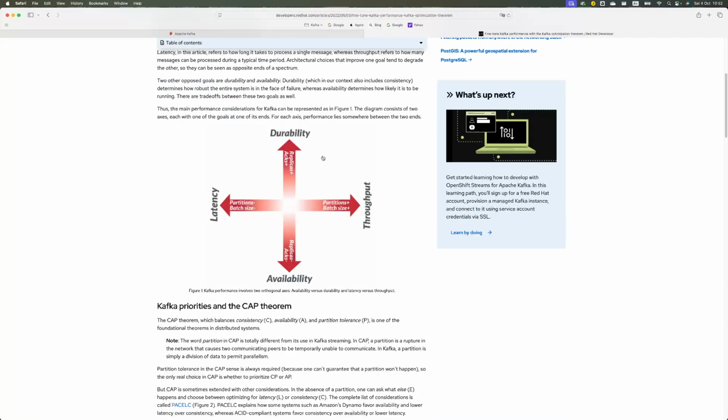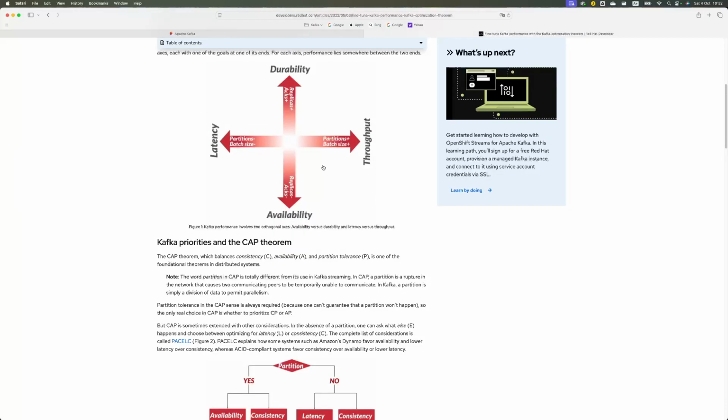So what I want to create right now, starting with this video and then another video, is a discussion about durability, throughput, availability, and latency. These are some primary goals that you need to define for what you want with your Kafka.